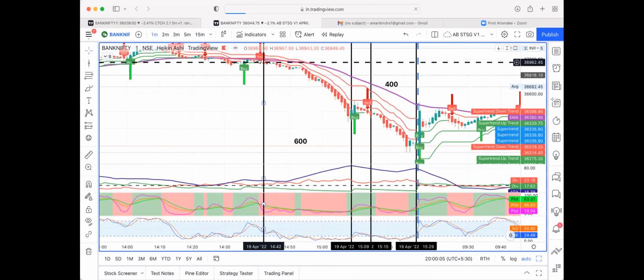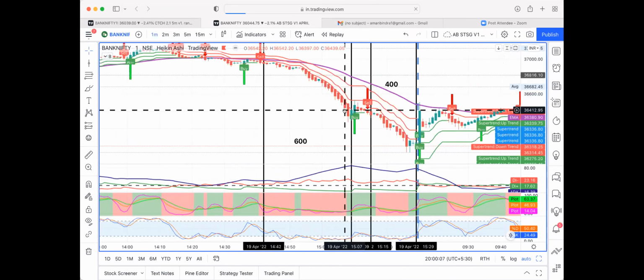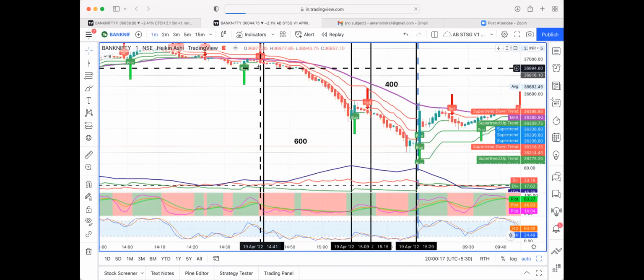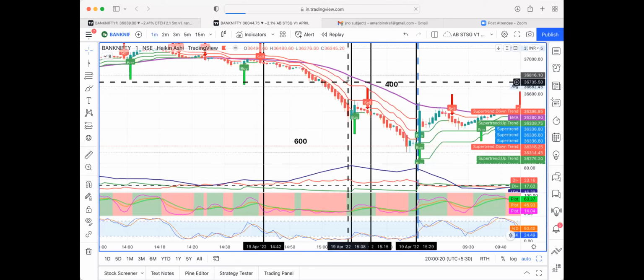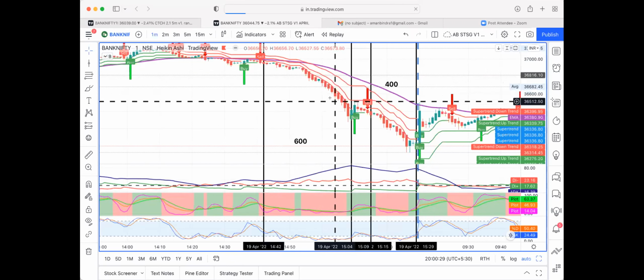If we would have taken a trade here, and then exited according to the stochastic, where the crossover is happening, we could have easily made 600 points. We took a trade at 242 and exited at 315. So in around 25 minutes, we easily took 600 points.